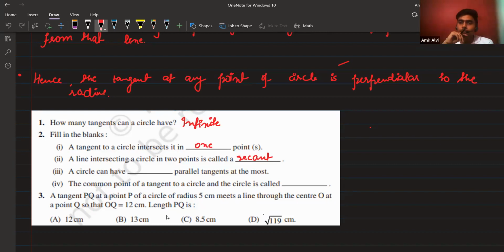What about Abdullah and Adil? Basically, it will be two, because if I draw a circle, one parallel tangent is this, another parallel tangent is this. At most, two tangents are parallel to each other. The common point of a tangent to a circle and the circle is called... why is everybody silent?